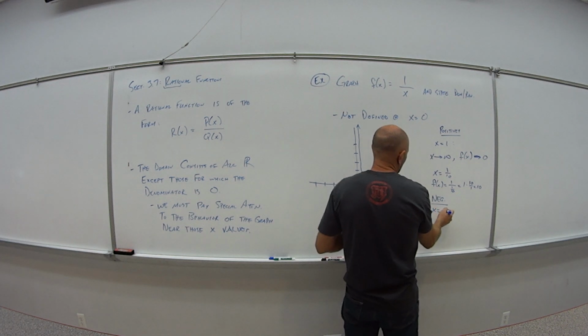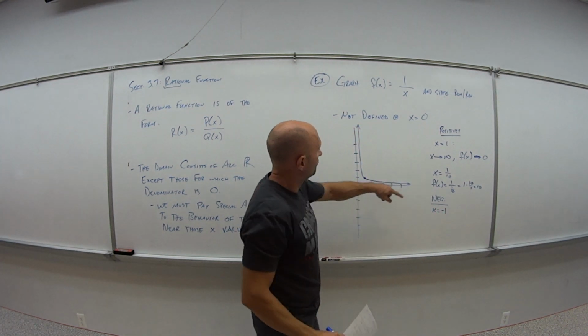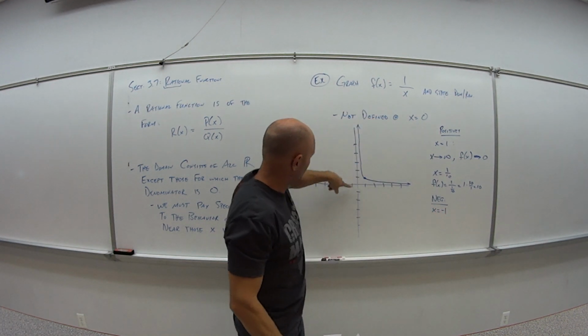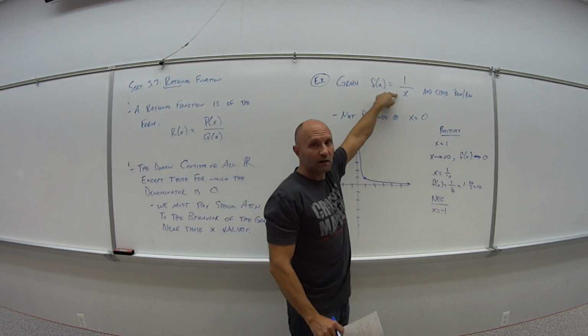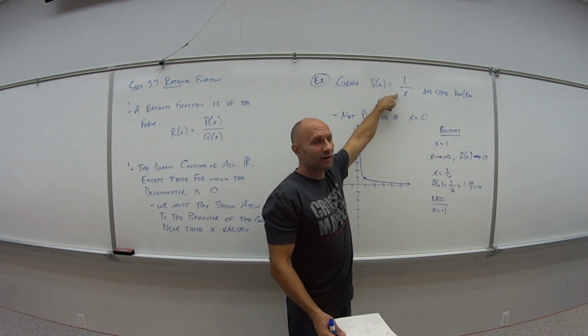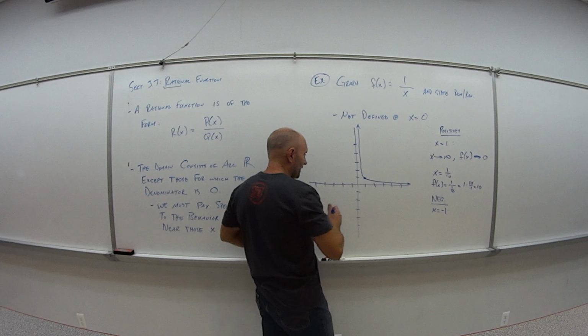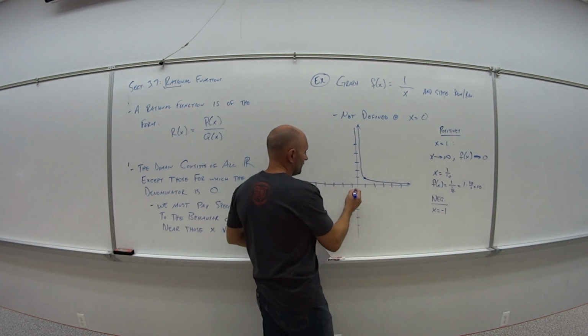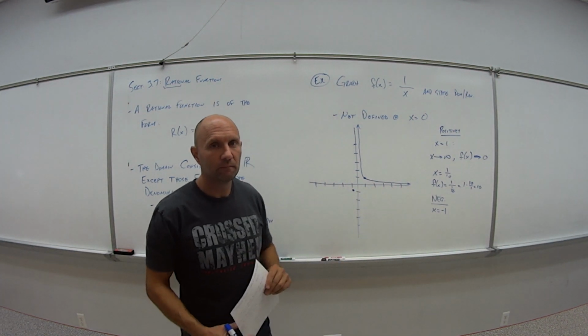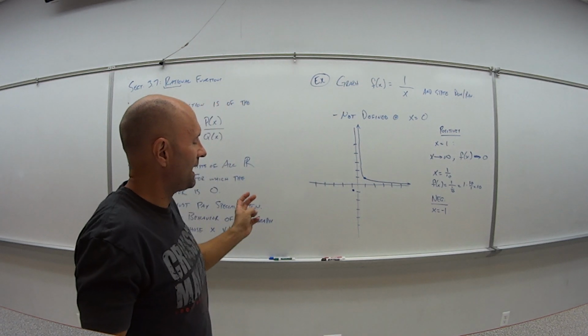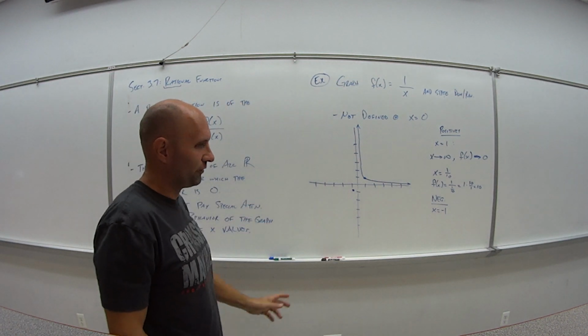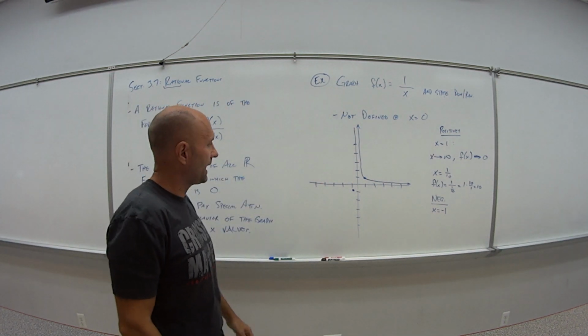If x is equal to -1, if I plug in -1, I get 1 over -1 is -1. So that means I've now jumped to the opposite side of the graph. But the end behavior, and the behavior as I get close to 0, still mimics what I had here.